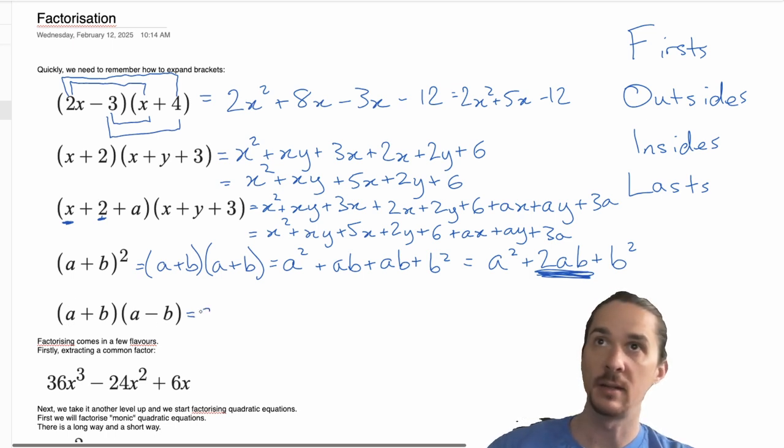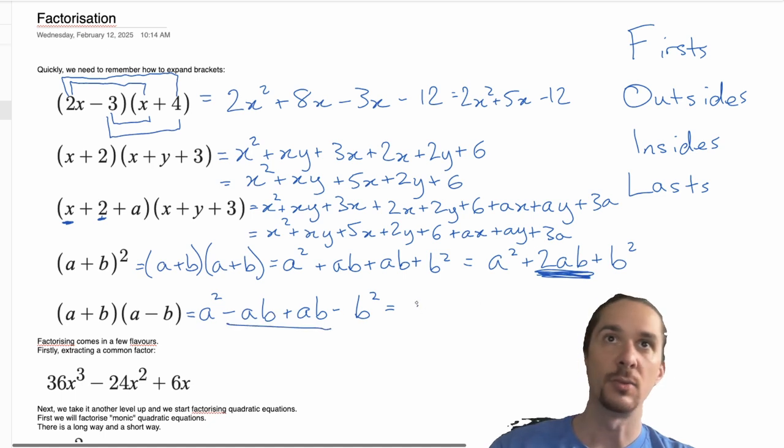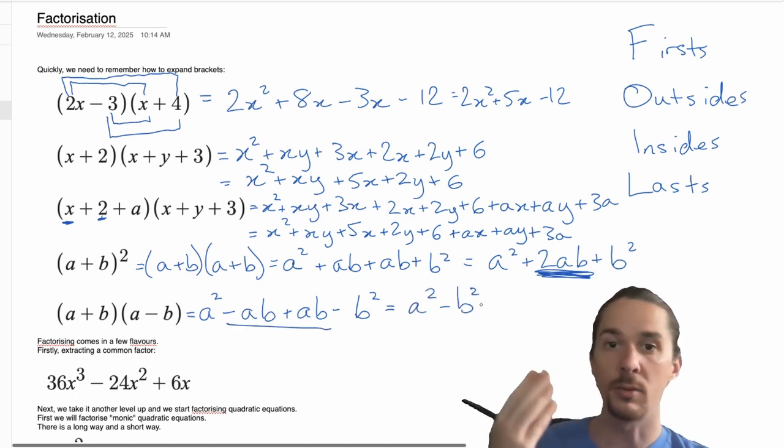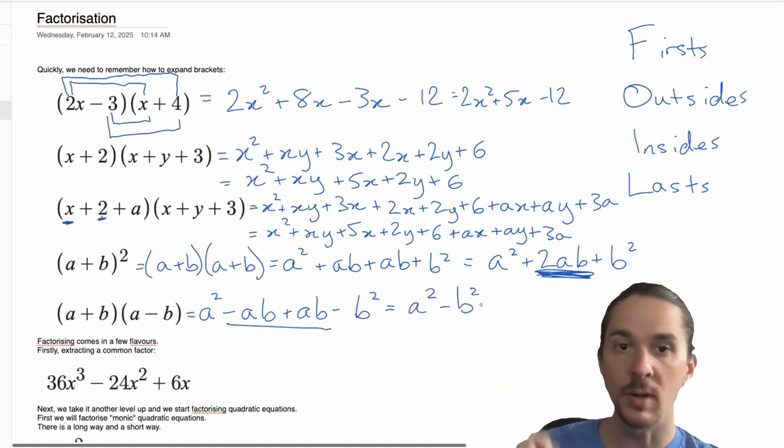So first we have a times a is a squared, and we have a times negative b, so that's going to be minus ab, and then we have b times a, so plus ab, and then we have b times negative b, so minus b squared. And when we collect our like terms, these two cancel out, and so we're left with a squared minus b squared, or in other words, the difference of two squares.